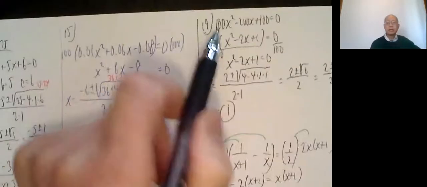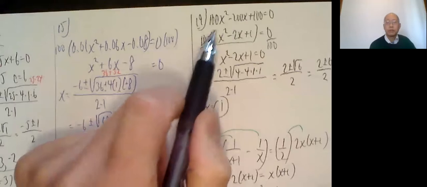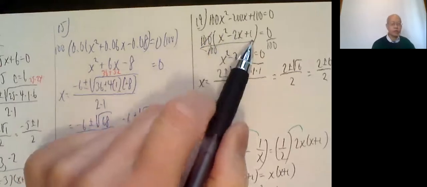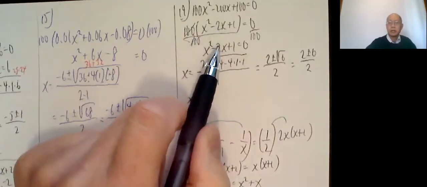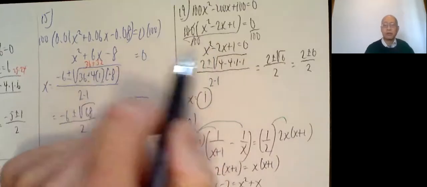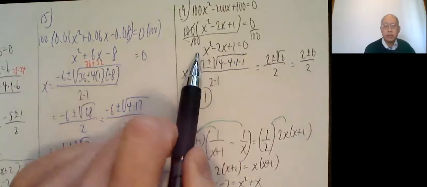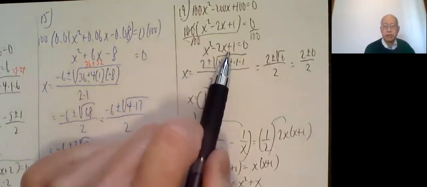Okay, 19. Numbers are way too big. Let's factor out 100. 100 parentheses, x squared minus 2x plus 1 equals 0. Much, much nicer. In fact, you can divide both sides by 100 and it's gone. So why don't I just forget about the 100? X squared minus 2x plus 1 equals 0. So a is 1, b is -2, c is 1.